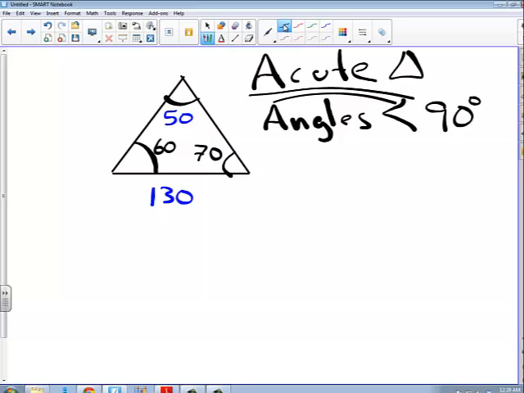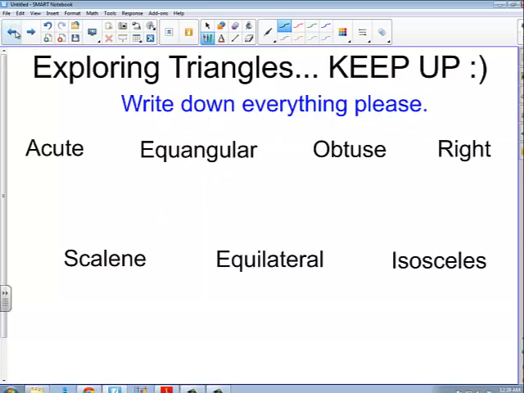Okay, so if you don't have that already written down, please keep up. Maybe write a little bit faster, so you can stay on pace so that we're not going to have to pause this. Okay, so that's acute. Check that one off.